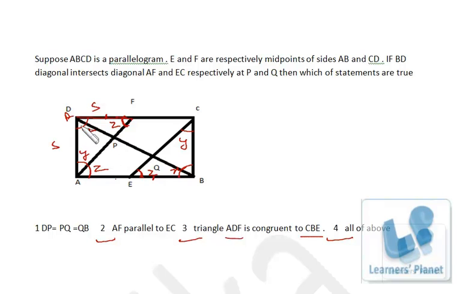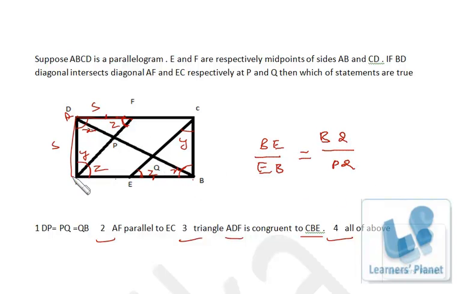Now listen to me carefully. You can see this bigger triangle, that is DAB. Now this line is parallel to this line, and E is the midpoint of line AB. So EQ is parallel to AP. That means using the basic proportionality theorem, since E is the midpoint, BE by EA is equal to BQ by QP, that is PQ.